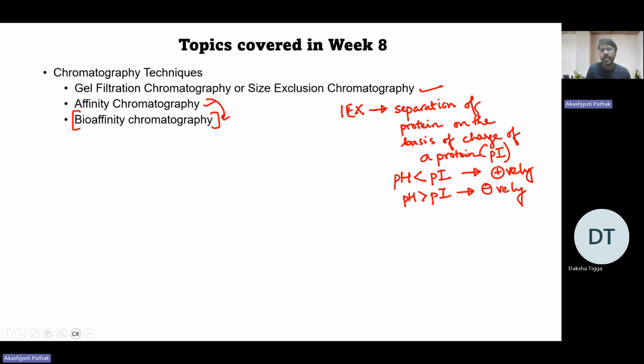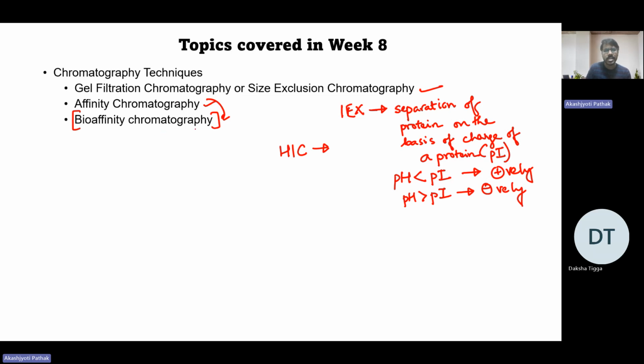So IEX is separating proteins on the basis of the PI, on the basis of charge of a protein, and hydrophobic interaction chromatography was separating on the basis of hydrophobicity, and it was following the principle of salting in, salting out, isn't it? So now coming to gel filtration and affinity chromatography.